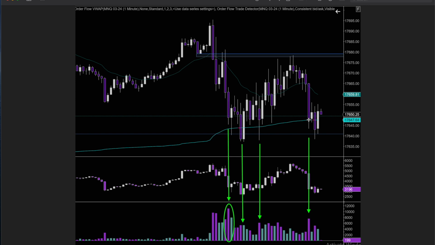Again, you can see the wick as we hit into VWAP. You can see the volume surge again, and we're going to take a closer look at this, zooming into the 15-second chart, which is actually where I took my execution.